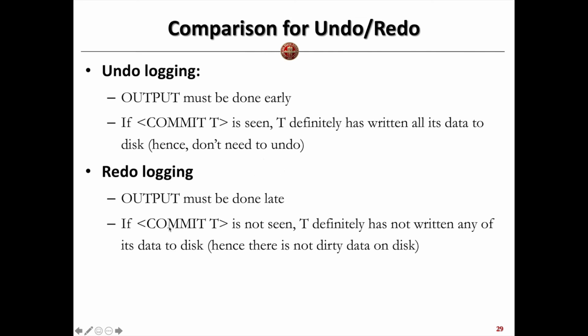However, for the redo logging, the output must be done late. So if a commit T is not seen yet, T definitely has not written any of its data to the disk yet, because we write this commit record very early. If we didn't see it, it means it has not written any data to disk, and we can just ignore them, and only do the redo for the committed transactions instead. You can compare this undo and redo carefully, and we may have some questions in both homework and written exams for crash recovery with both undo and redo.